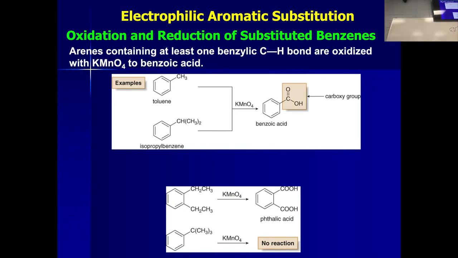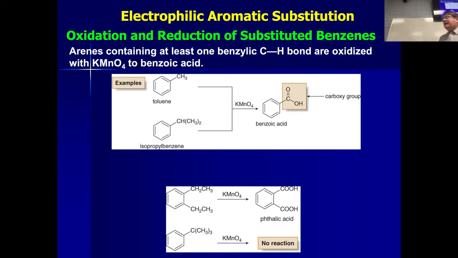But notice if I took tert-butylbenzene, which is this, notice that benzylic carbon, how many hydrogens does it have? Zero. When I subject it to oxidation, no reaction. In the isopropylbenzene, what happens to the two methyl groups? They get oxidized to carbon dioxide ultimately.